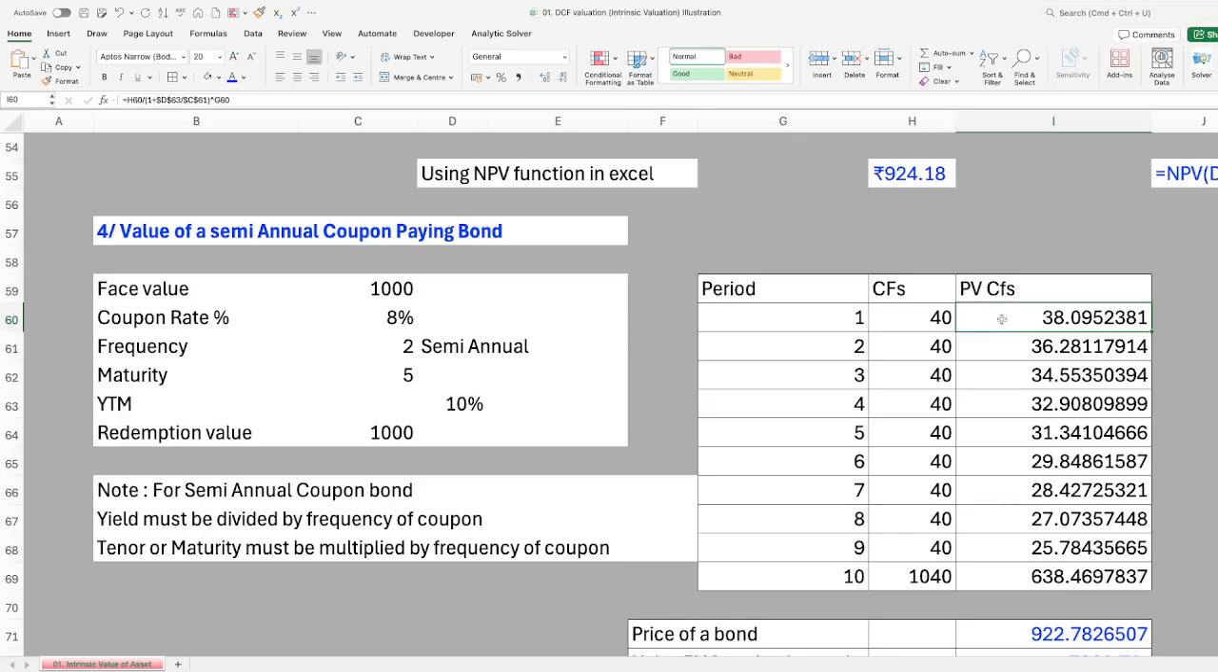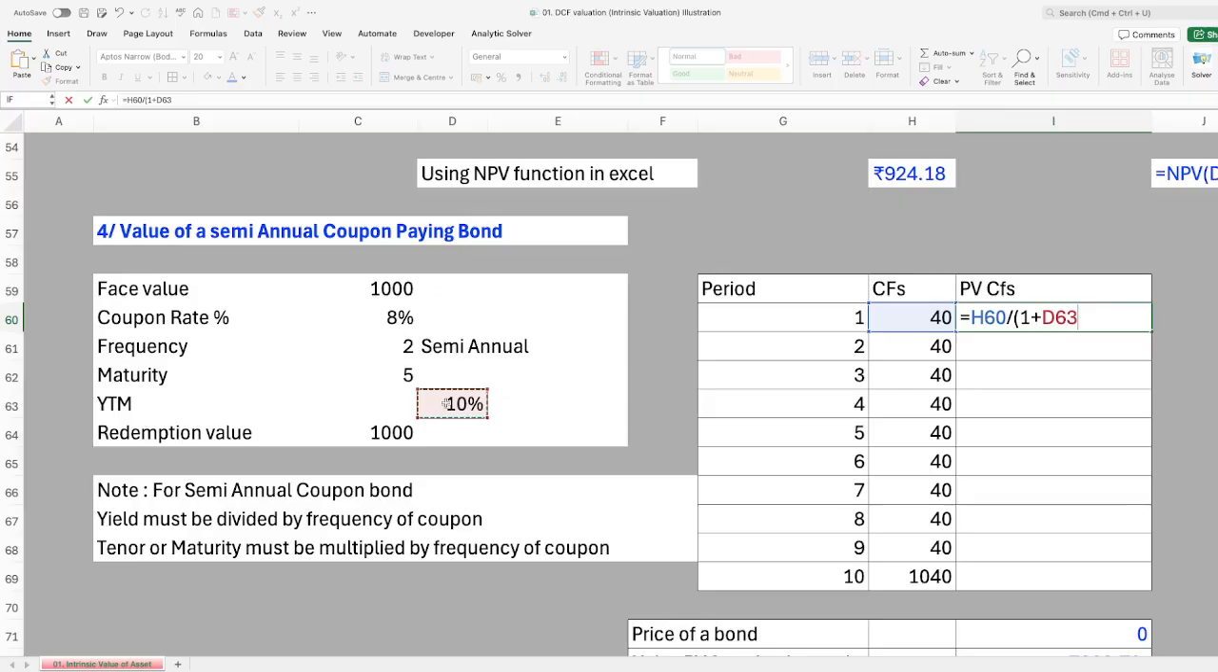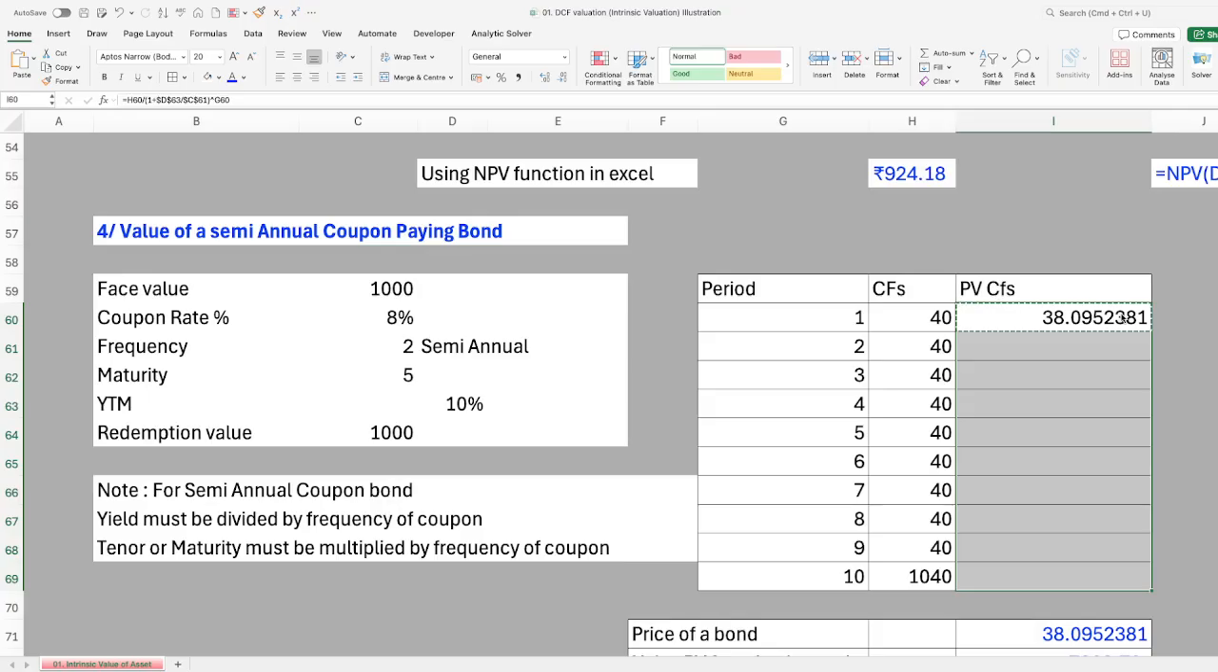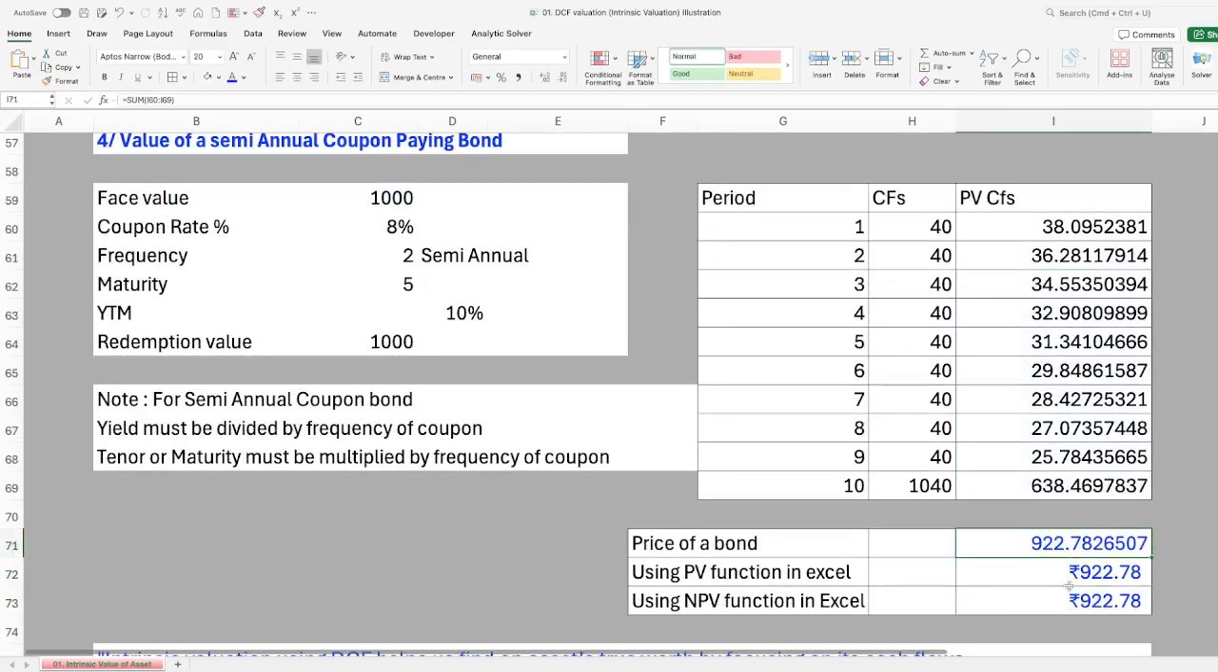Let's discount. And here we need to be careful whenever it is semi-annual. We need to adjust the discount rate. That means these cash flows are divided by the yield to maturity divided by the frequency, to the power of the period. So whenever there is a semi-annual coupon, the yield to maturity has to be divided by the frequency. Now you have the present value of the periodic cash flows, and you can see that the value of the bond is 922.